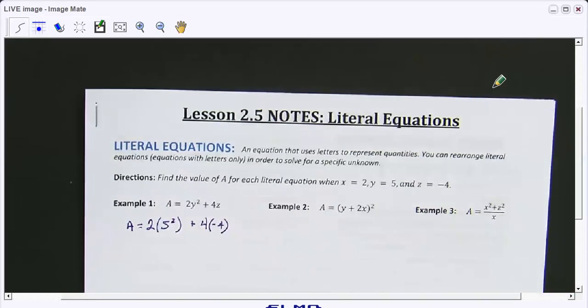Once we get to this step, we are solving based on order of operations. Order of operation tells us that we need to do parentheses first. Now, we don't want to get these parentheses mixed up with parentheses that have two terms, such as this one right here. So these parentheses just represent multiplication.